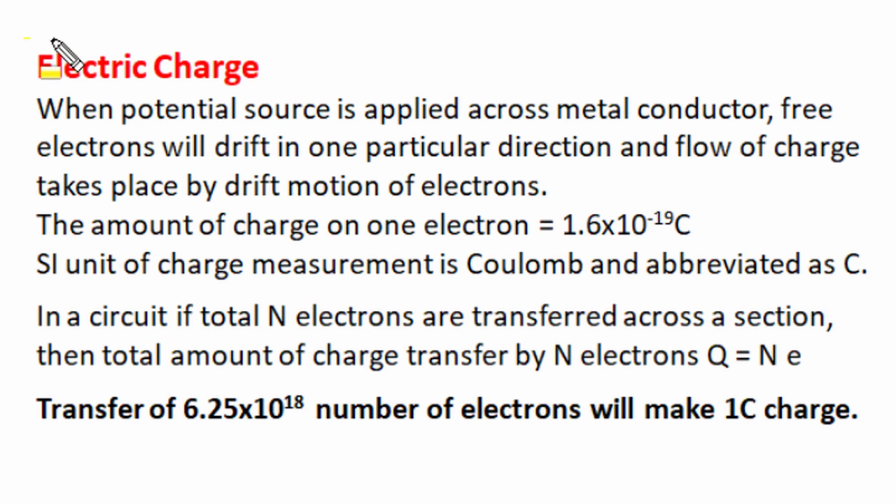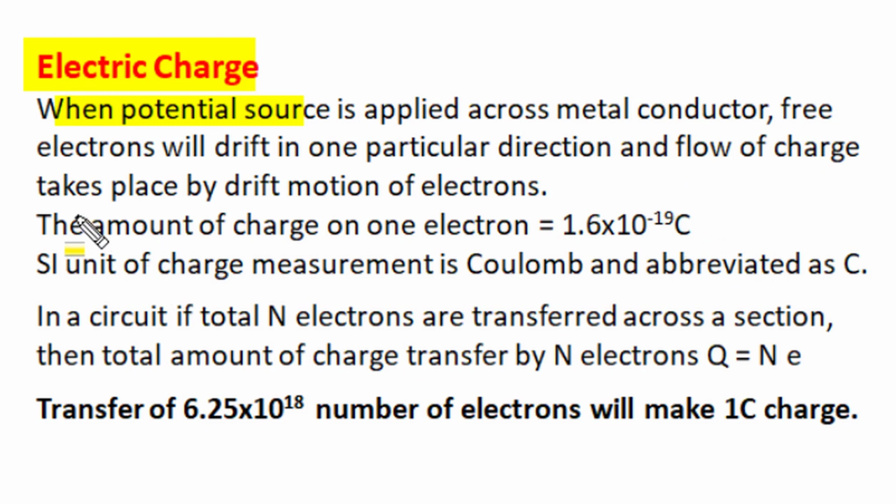In the previous chapter of electrostatics, we studied that source electric charge remains stationary and produces an electric field surrounding it and exerts force on other charges placed nearby. And we also studied the concept of potential difference and calculation of work done when a charge is moved from one position to another position in an electrostatic field. But in current electricity, in this chapter, when we apply a potential source across any metallic conductor, the free electrons of the metallic conductor will start drift motion in one particular direction, and that drift movement of electrons involves flow of charge.